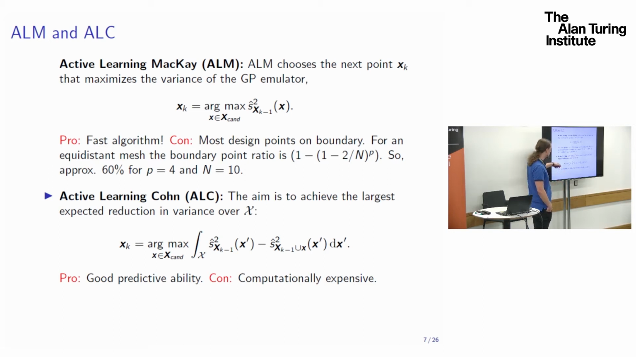So the active learning Cohn is similar, it's just that you are instead maximizing the integrated variance over the design space, where you're choosing to add this extra candidate point, and then you take the difference with if you had it or if you didn't have it, and then you integrate it. So this is more expensive because you actually have to do an integration over your design space.